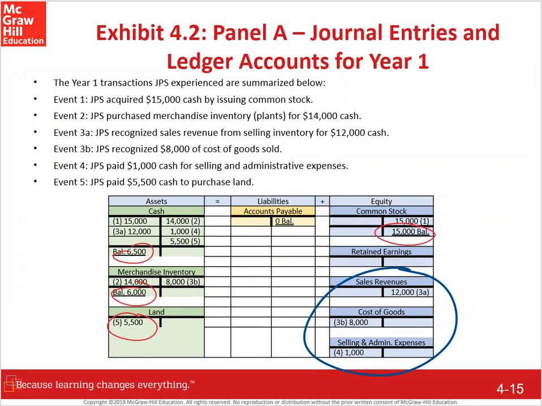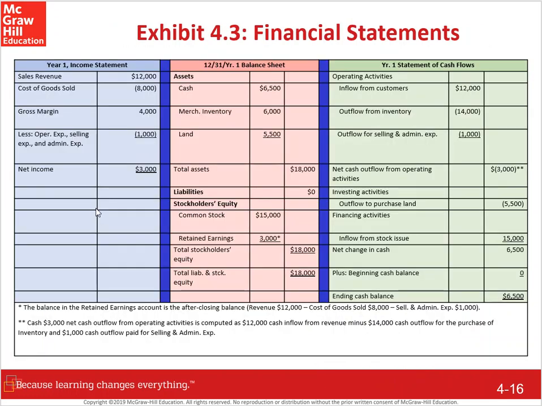And then our retained earnings is actually 3,000. Our beginning retained earnings, which was zero, plus our net income is 3,000 minus any dividends. So that's what's showing up on the balance sheet. That's where those numbers are coming from.